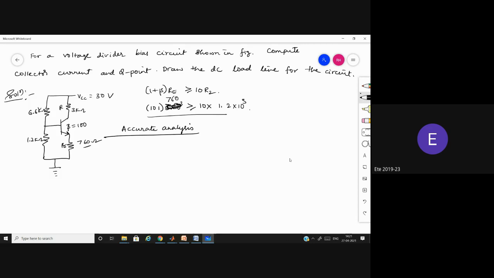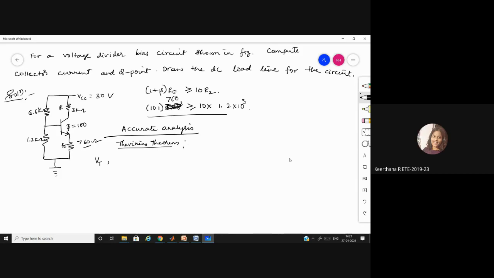So in the accurate analysis, obviously we are going to use Thevenin's theorem. What is the first step for accurate analysis? We first find VT and RTH, the Thevenin's resistance.